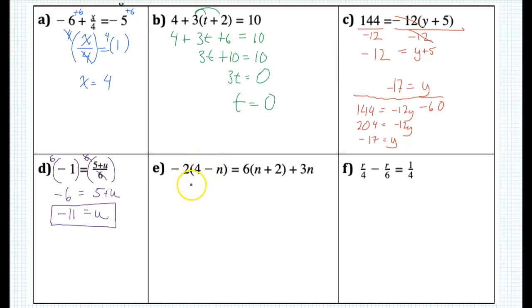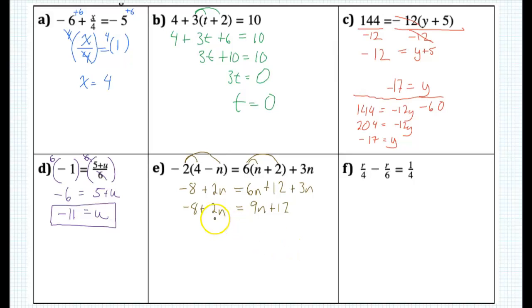Distributive property. And then we can combine any like terms. So -2 times 4 and then -2 times -1n. So that'd be -8 plus 2n equals, and they've got the same thing going on here, 6n plus 12 plus 3n. I've got to combine the n's here. So we've got 9n plus 12. Here's the same thing, right? Nothing combined.